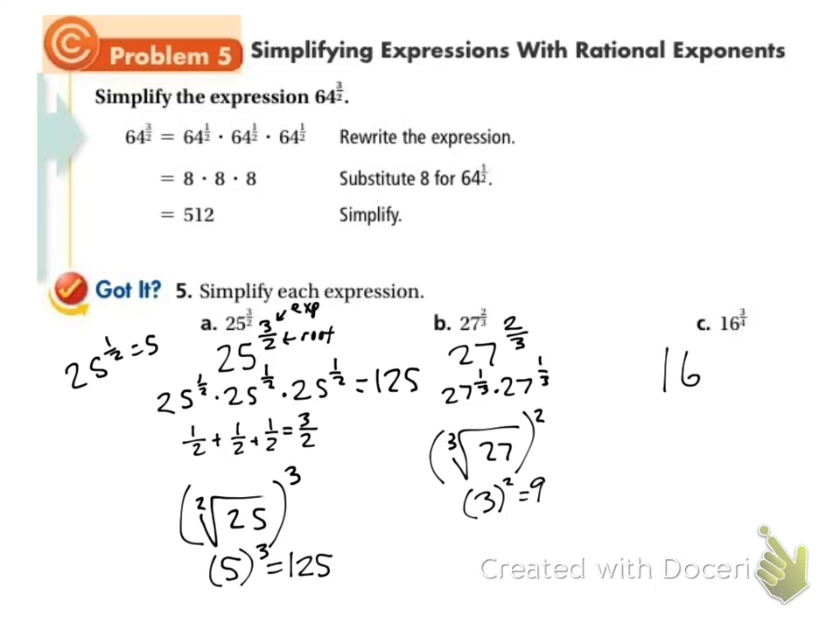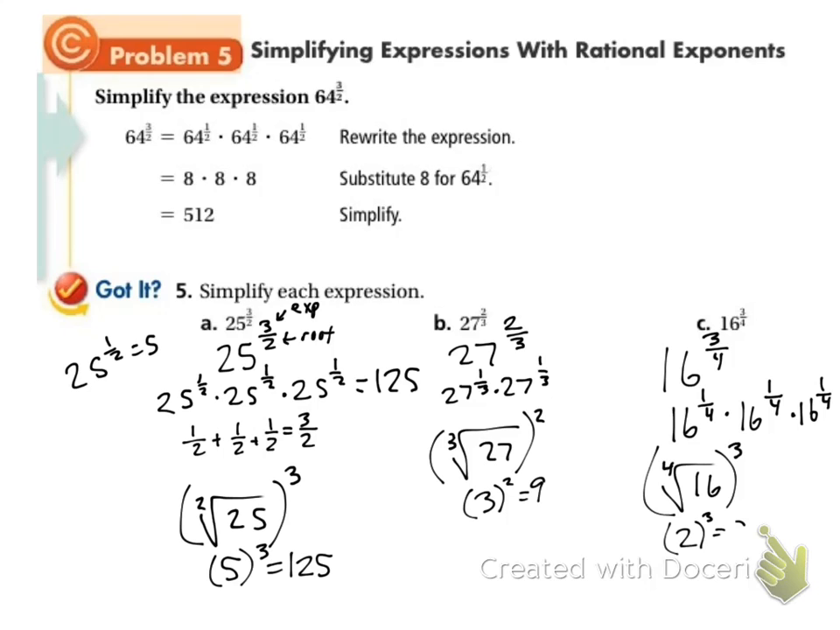And the last one, 16 to the 3/4. So if I wanted to write it as the book does, that's 16 to the 1/4 times 16 to the 1/4 times 16 to the 1/4. Or if you write it with roots, this is the 4th root of 16 to the 3rd power. So the 4th root of 16, well, that's 2. And 2 cubed, that's 8.